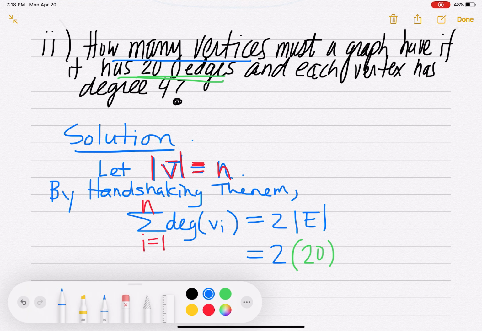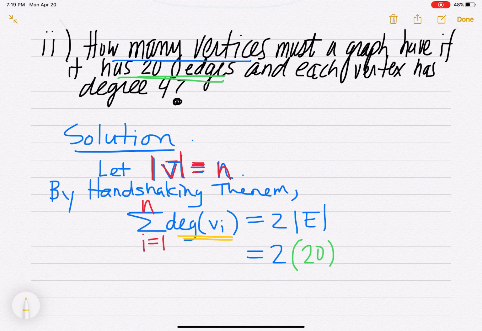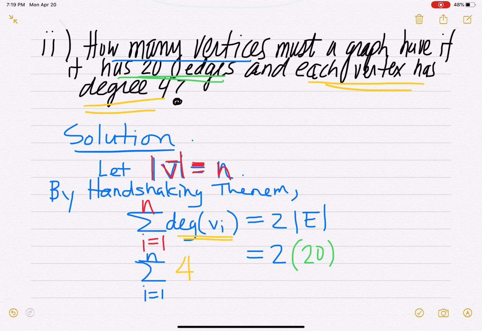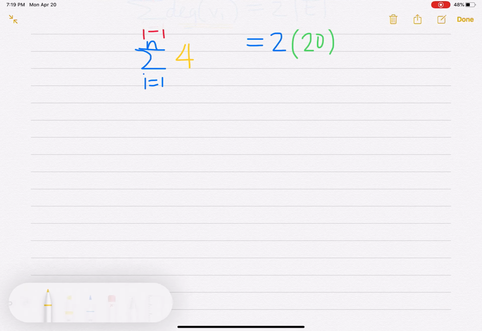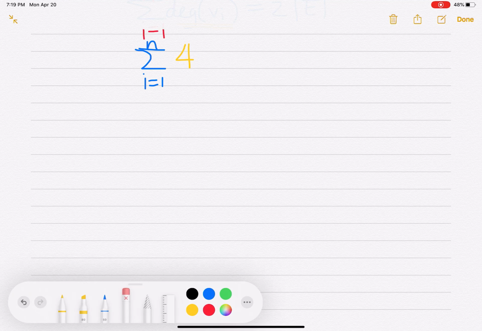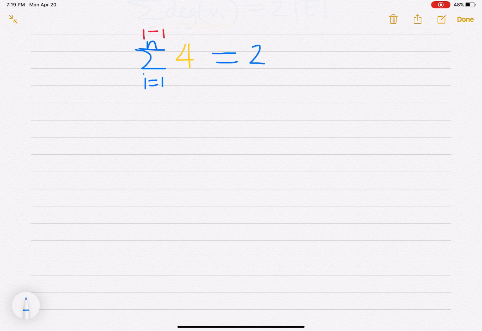And on the left-hand side, we know the degree of the v_i's, right? Every vertex has degree 4. So we can replace those with 4. So we're going to have a sum from 1 to n, and we're going to replace those with 4. Each has degree 4. So we have the sum from 1 to n of 4 equals 2 times 20. Here's the question: what's the sum from 1 to n of 4? We're adding up 4 plus 4 plus 4. Let me put this 2 times 20 a little bit lower.